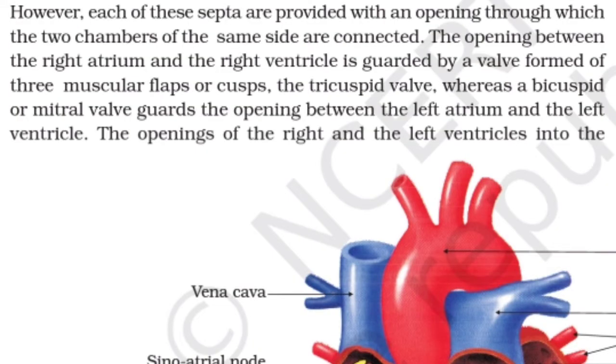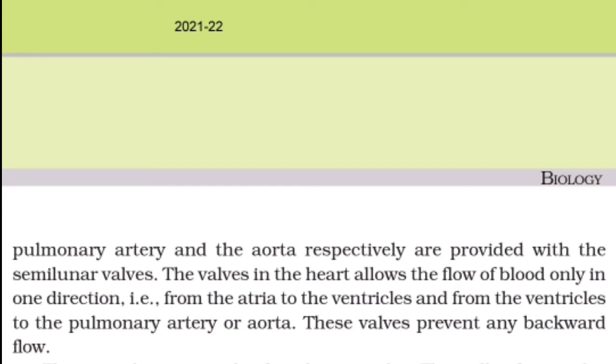atrioventricular septum. However, each of these septa are provided with an opening through which the two chambers of the same side are connected. Opening between the right atrium and right ventricle is guarded by a valve formed of three muscular flaps or cusps, the tricuspid valve, whereas a bicuspid or mitral valve guards the opening between the left atrium and the left ventricle. The openings of the right and the left ventricles into the pulmonary artery and the aorta respectively are provided with the semilunar valves.